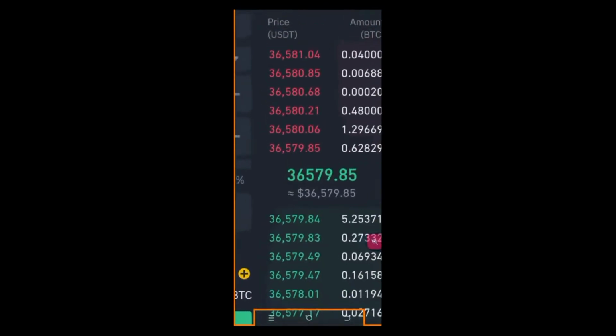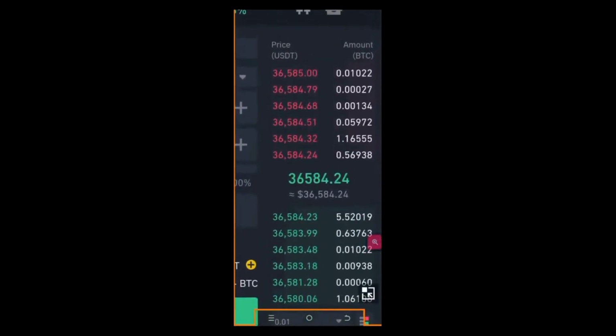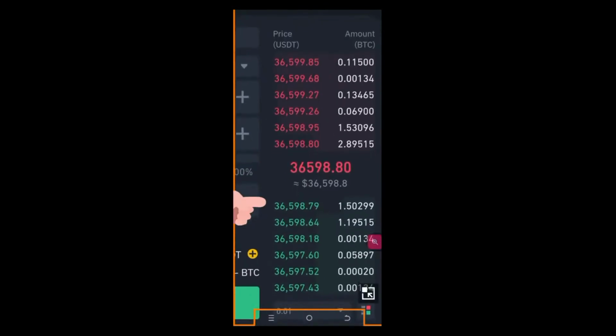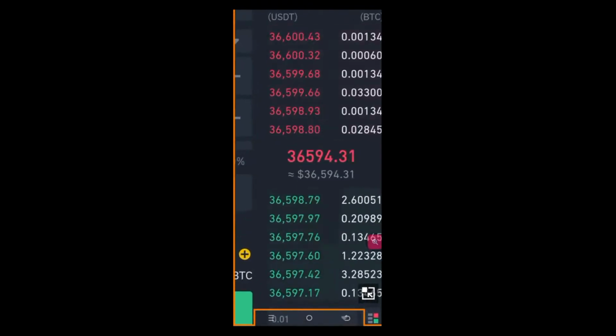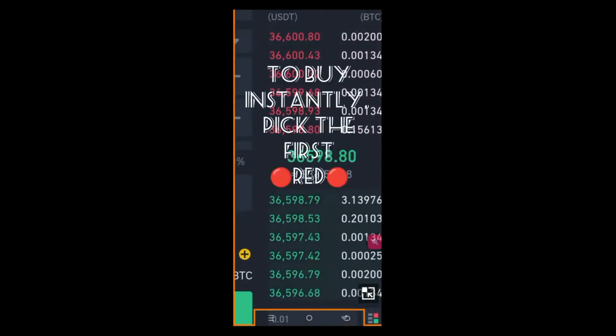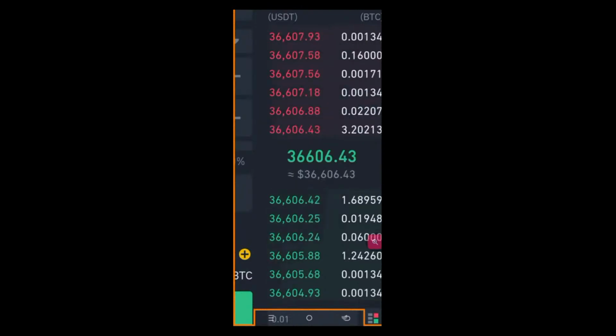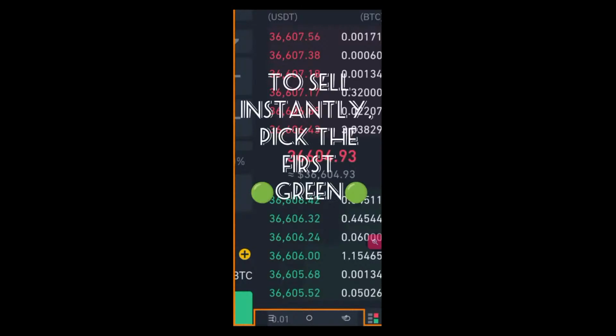Now if you want to sell, and you're looking at it and you're seeing that you're still in the queue and you want to sell immediately, you've got to choose the first green, this one that says 36598. That is the first green. So remember, if you want to buy, you pick the first red. That's going to be a slightly higher price, and you must do all the simulations to be sure you're going to make money. To sell immediately and instantly, you need to pick the first green.